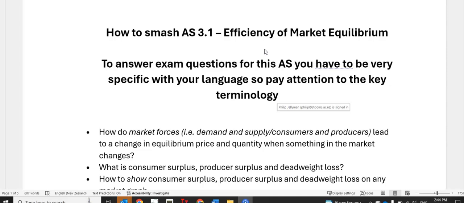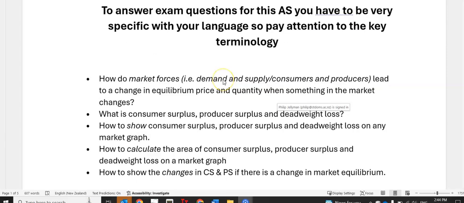The reason I say How to Smash Achievement Standard 3.1 is it's pretty predictable. They ask the same sort of questions every time, and your answers can follow a certain pattern so that you maximize your chances of getting a nice high grade. So here are the things you need to know.